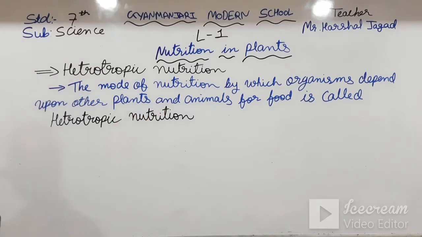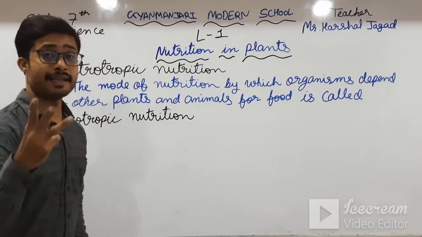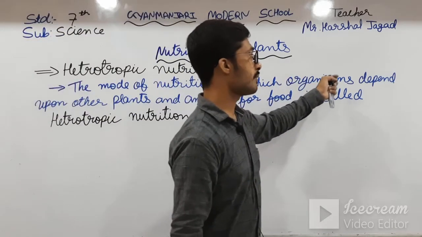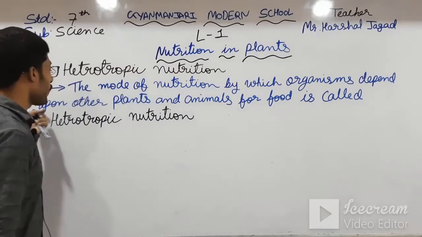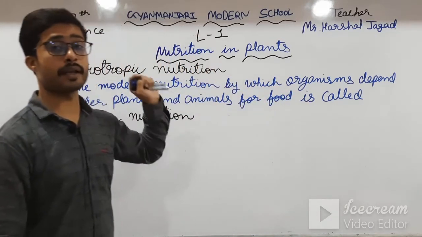So students, this is the definition of heterotrophic nutrition. We will repeat it 3 times. The mode of nutrition by which organisms depend upon other plants and animals for food is called heterotrophic nutrition.